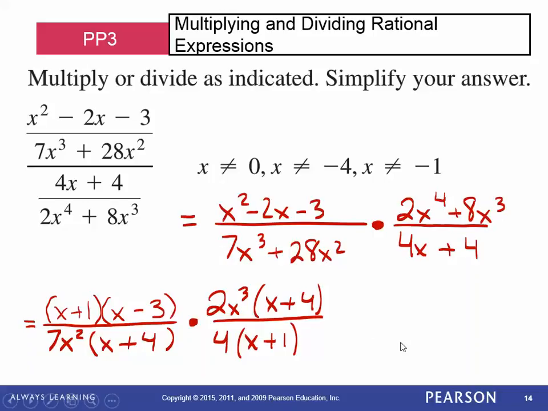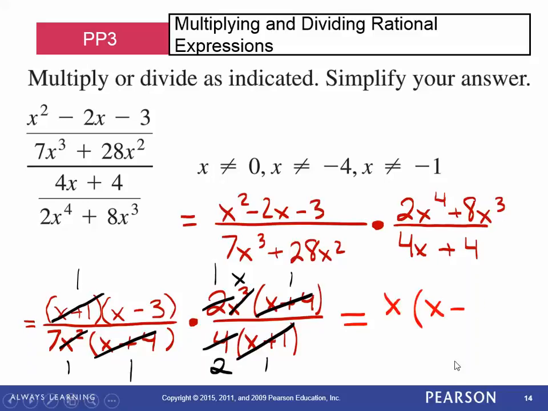Okay, and then canceling stuff. X plus 1 is gone. X plus 4 is gone. The only other thing is, how about the x squared and x cubed? So that goes away completely. We're left with an extra x on top. And the 2 and the 4 can still be reduced. So eventually x times x minus 3 on top, and a 14 on the bottom, is that right?